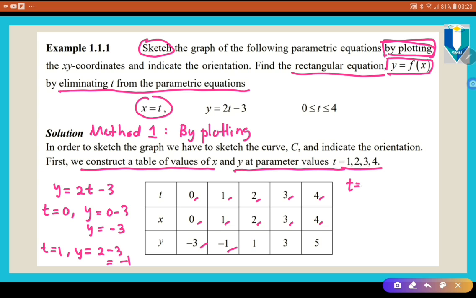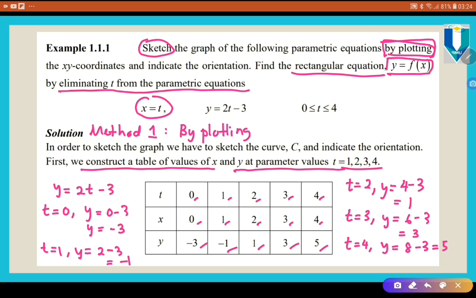When t is equivalent to 2, y is equivalent to 2 times 2, which gives you 4, minus 3. That gives you 1. So the value of y is 1. When t is equivalent to 3, y is equivalent to 2 times 3, which gives you 6. Minus 3 gives you 3. So the y value is 3. When t is equivalent to 4, y is equivalent to 2 times 4, which gives you 8. 8 minus 3 gives you 5. So you have all these points to be plotted.